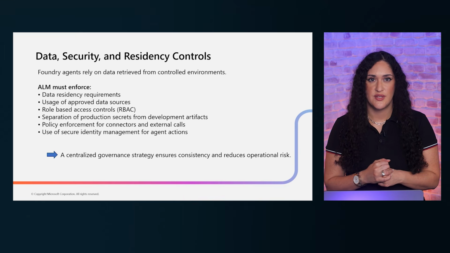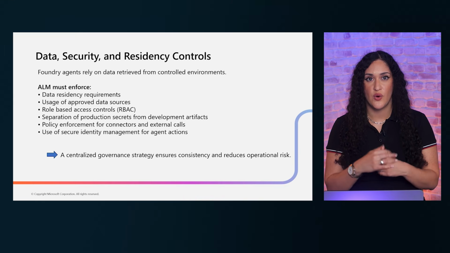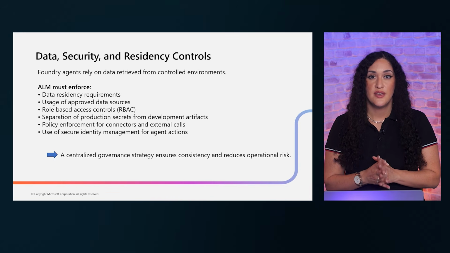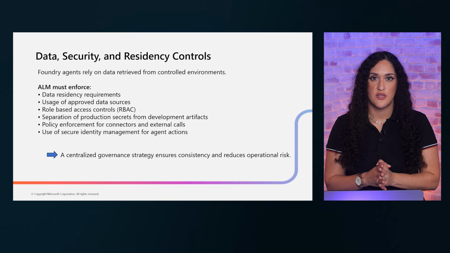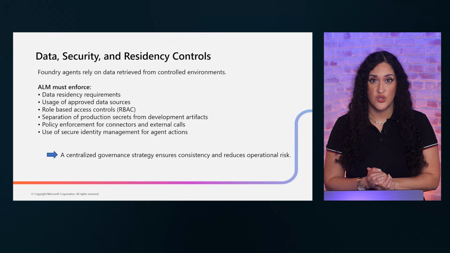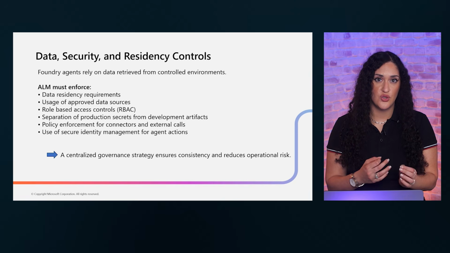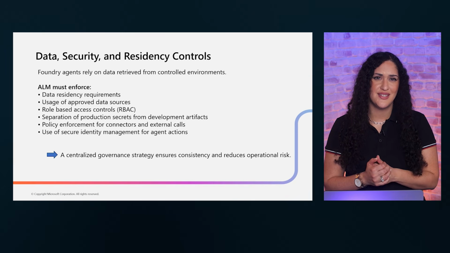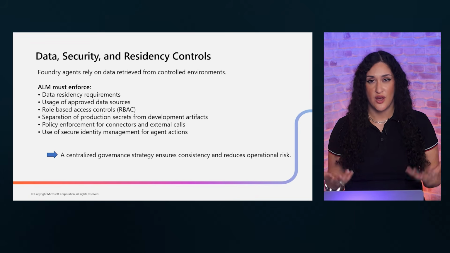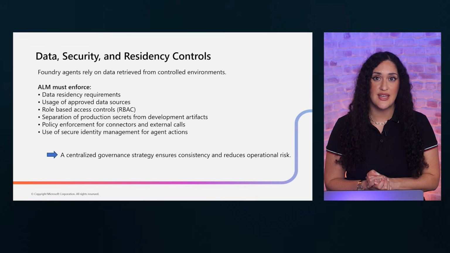Foundry agents rely on data from controlled environments, and your ALM process must enforce strict data governance. This means data residency requirements, usage of only approved data sources, role-based access controls, separation of production secrets from development artifacts, policy enforcement for connectors and external calls, and secure identity management for all agent actions. A centralized governance strategy ensures consistency and reduces operational risk.